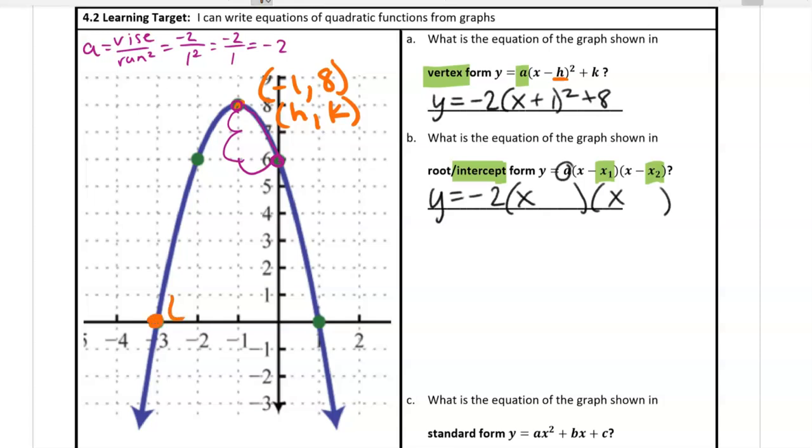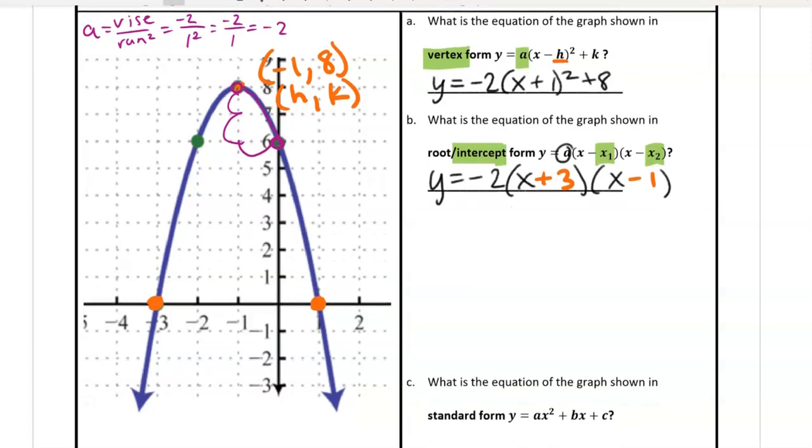So here we have an x-intercept at negative 3. So in the equation, I'm going to say plus 3. My other x-intercept is at positive 1, so I'm going to say minus 1. Now to get the equation in standard form, we're going to simplify. We start by multiplying out. So we have here negative 2 times x squared plus 3x minus x minus 3.